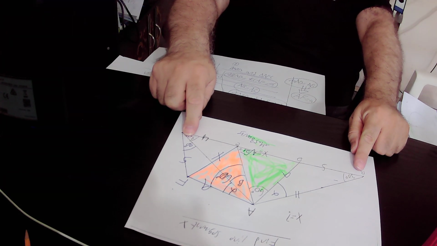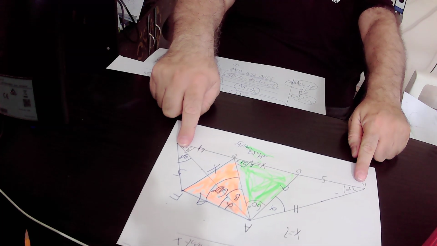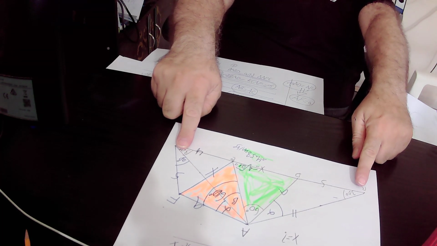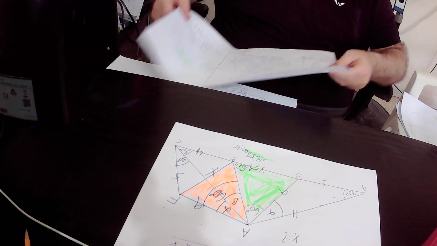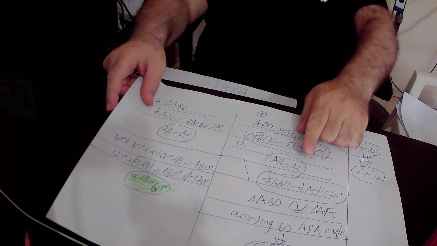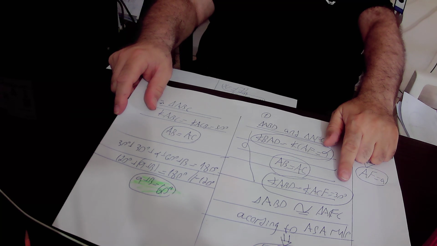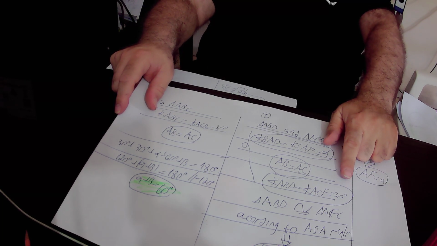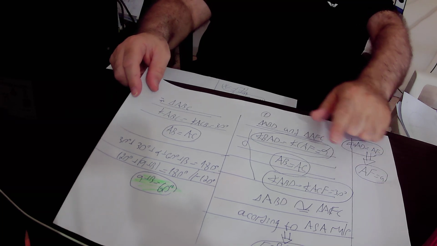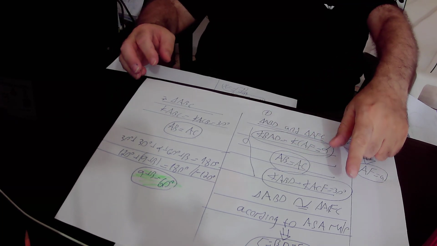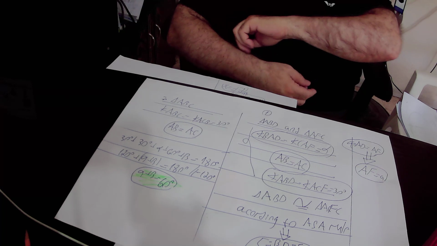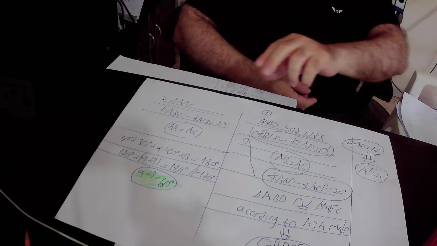those two angles are both equal to 30 degrees, therefore they are equal to each other. So here, angle ABD equals angle ACF, they are both equal to 30 degrees, therefore they are equal to each other. So in conclusion, we proved that triangle ABD is congruent to triangle AFC according to the angle side angle rule.